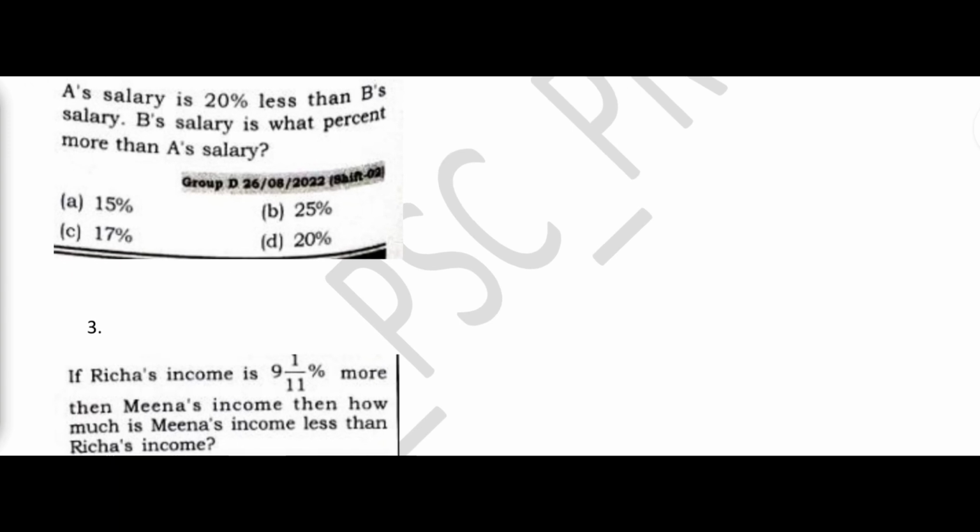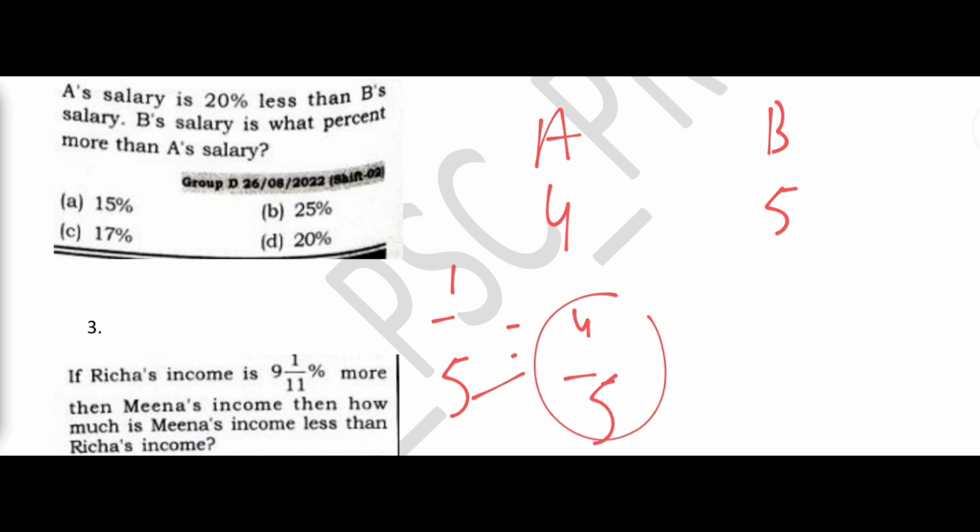A's salary is 20% less than B's salary. We have A, we have B. What is 20%? 20% is nothing but 1 by 5. So A's salary is 20% less than B's salary. If this is your total salary, A is 20% less than B. So 20% less means 5 minus 1 becomes 4 by 5. So this is 4.